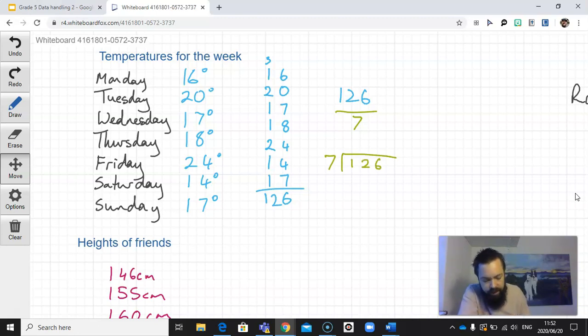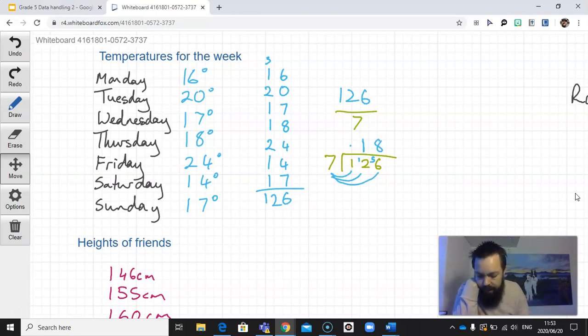I'll ask myself, how many times does 7 go into 1? It doesn't. How many times does 7 go into 12? It goes once with some left over. So we've used 7 of those 12. 8, 9, 10, 11, 12. We have 5 left. Right, how many 7s in 56? This was actually one of our mental arithmetics for today. So 7 goes into there 8 times.